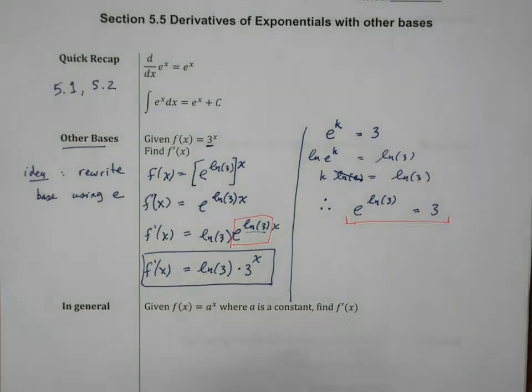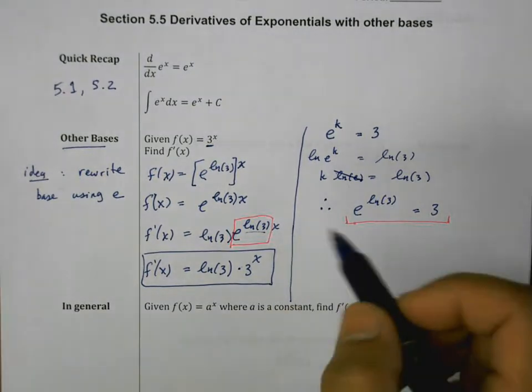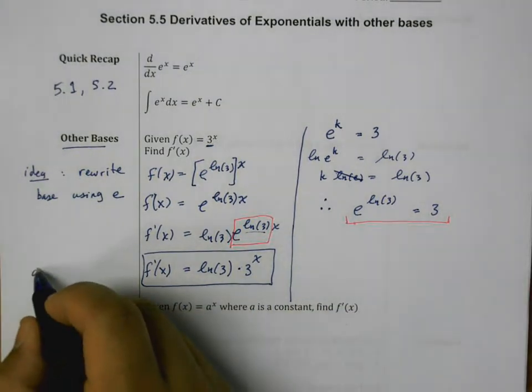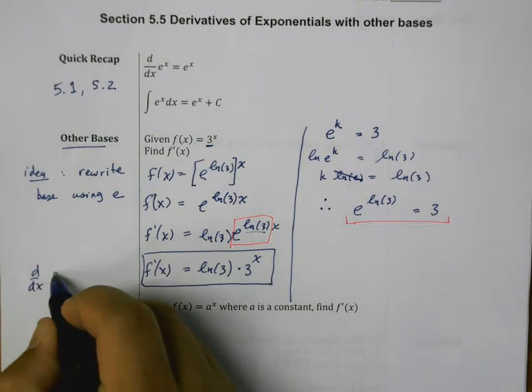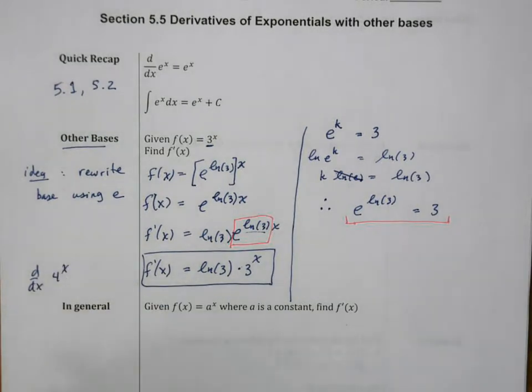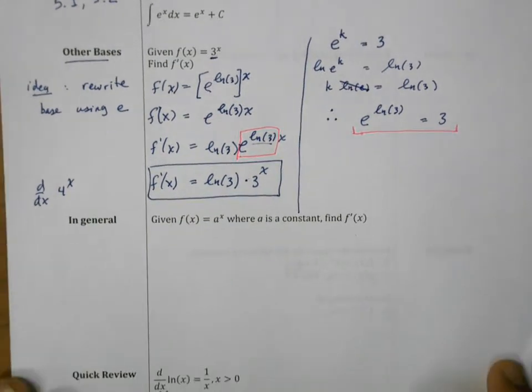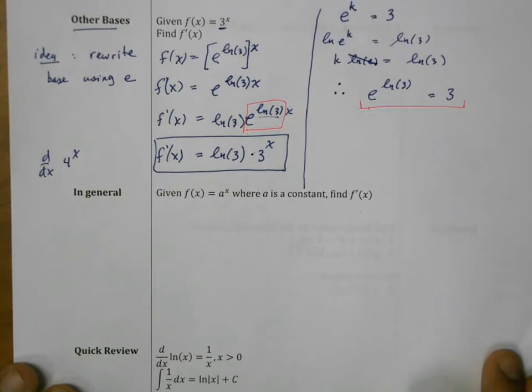Now, if we continue along this process and do some more examples, like what is the derivative of 4 to the x? What is the derivative of 5 to the x, and so on? You're going to see a pattern. And as always in mathematics, whenever we see a pattern, we want to exploit that and generalize it to get a better result. So let's repeat this problem, except this time using a, where a is some constant.